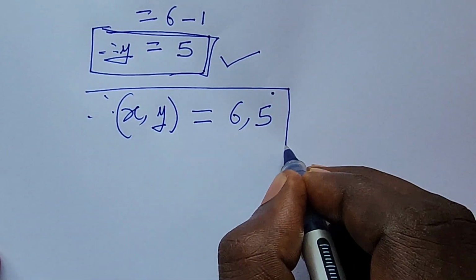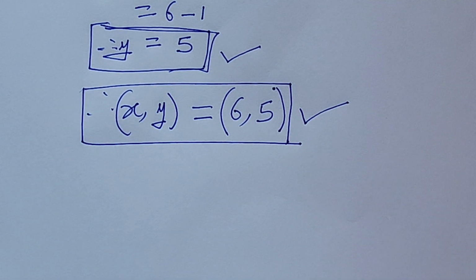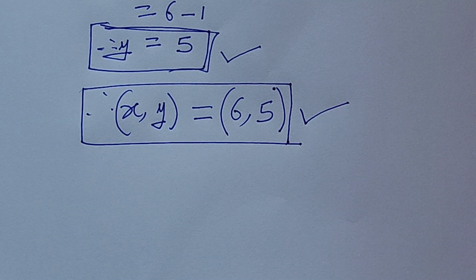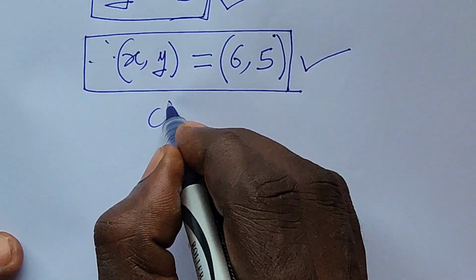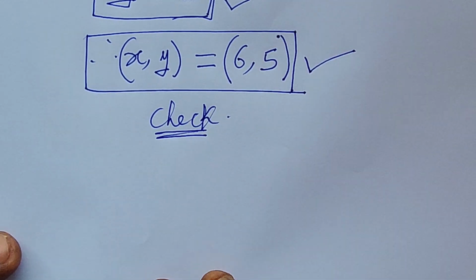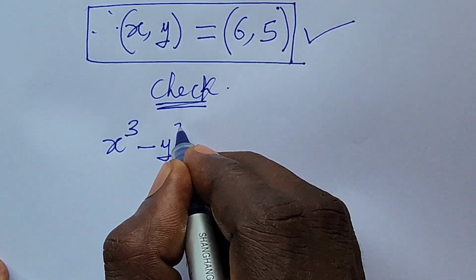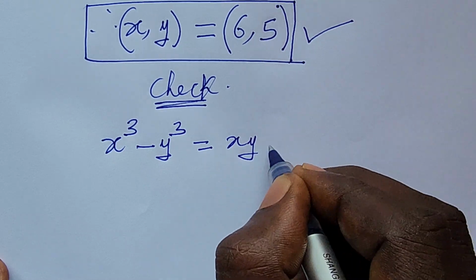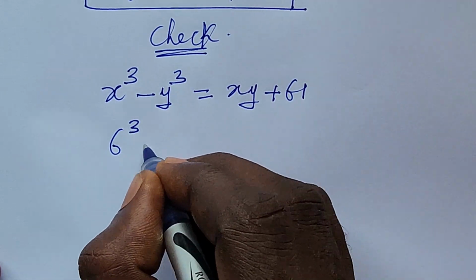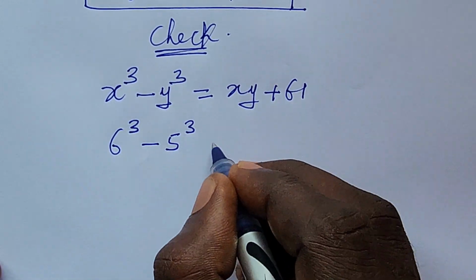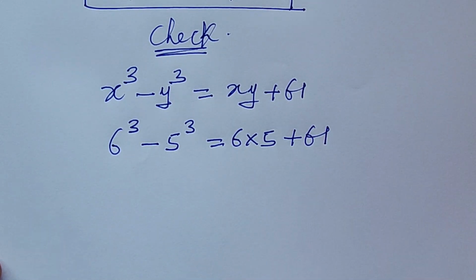So these are the answers to our math Olympiad. But we can run a check on the answers to know if they are correct or not. So let's do a quick check. Our original equation is x to the power of 3 minus y to the power of 3 equal to xy plus 61. Remember? So first we're going to have 6 to the power of 3 minus 5 to the power of 3, which is equal to 6 times 5 plus 61.